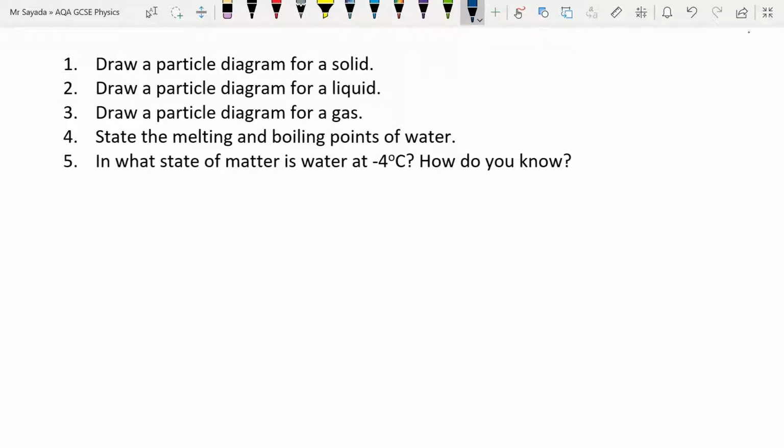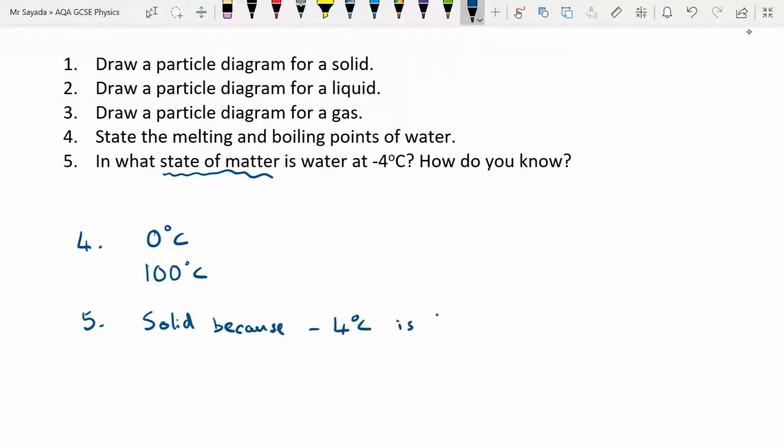I'm just going to start by going through 4 and 5. So for question 4, the melting point of water is 0 degrees Celsius and the boiling point of water is 100 degrees Celsius. And for question 5, in what state of matter is water at -4 degrees Celsius? It will be a solid. You might have said ice, but it was asking you for the state of matter, so you have to call it a solid. And that's because -4 degrees Celsius is below the melting point, being 0.